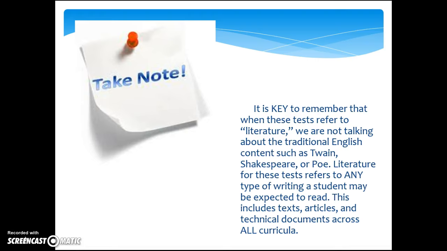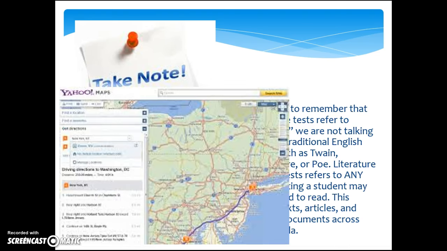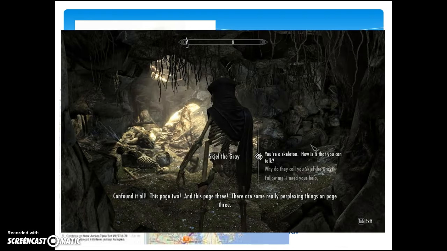Please take note, it's key to remember that when these tests refer to literature, we're not talking about the traditional content such as Twain, Shakespeare, or Poe. Literature for these tests refers to any type of writing that a student may be expected to read. This includes texts, articles, maybe newspapers, magazines, technical documents, maybe maps, directions, might even include an excerpt from a video game. Anywhere where you might encounter reading, they want you to be able to read it and answer questions about it.